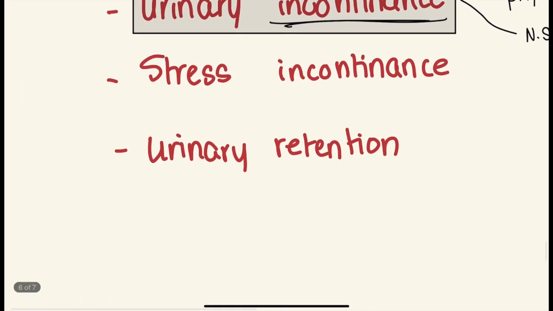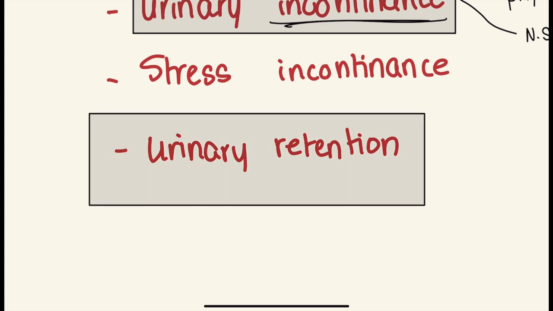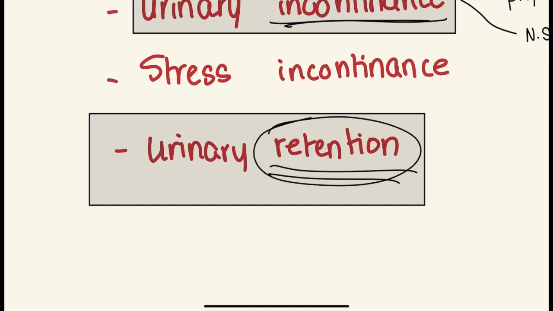Okay, now we're going to do urinary retention. So urinary retention is the opposite of incontinence, right? So incontinence, the opposite of this is retention. So in this condition, the bladder is unable to bring out the urine. Retention, so you're keeping the thing, right? So the bladder is unable to expel the urine because of retention of the urine, okay?